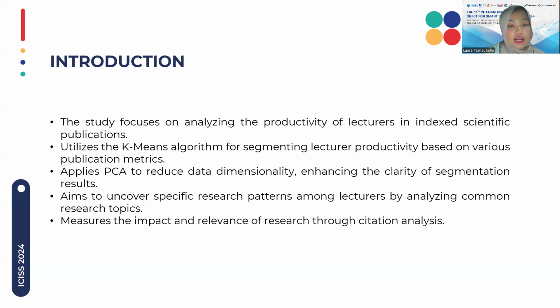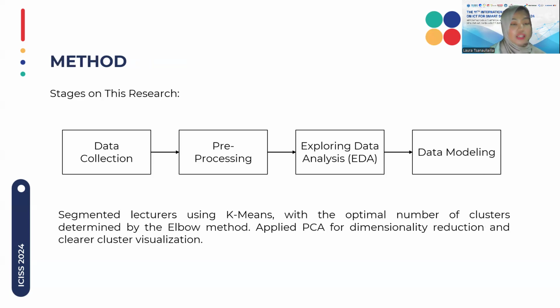The study aims to analyze the productivity of lecturers in scientific publication, and it utilizes the K-means algorithm to segment lecturer productivity based on publication metrics. PCA is applied to reduce data dimensionality for clearer segmentation results. The goal is to uncover research patterns among lecturers and assess the impact and relevance of the work through citation analysis. And then we go to the method.